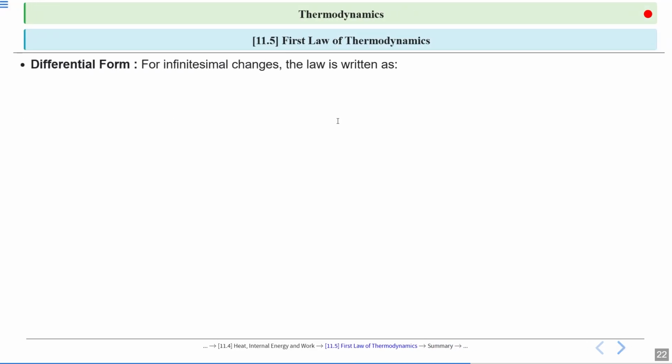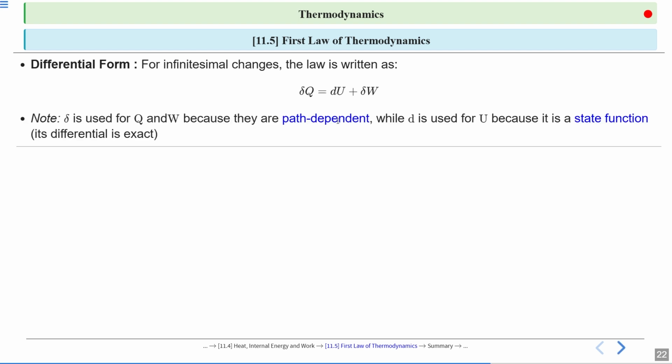In differential form, for infinitesimal changes, the law is written as del Q is equal to dU plus del W. So this is very important. What is del and what is d? So note here, we know internal energy is a state function. Yes or no? It means it depends on the initial and final position. It does not depend on the path. It is a path independent function.